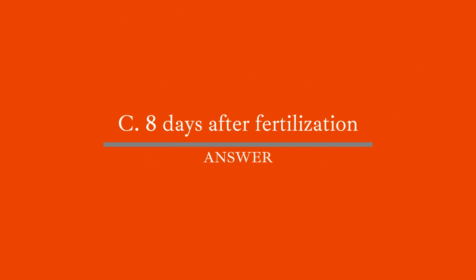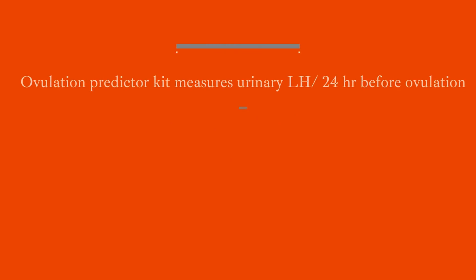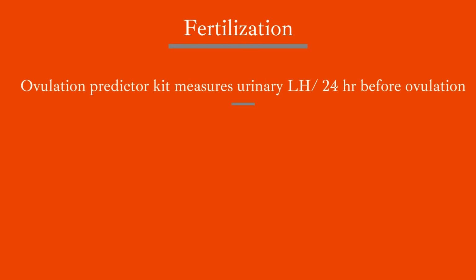Congratulations if your answer is C, which is 8 days after fertilization. This question is designed with the focus to assess your ability to apply foundational science concepts. An ovulation predictor kit measures urinary LH and becomes positive 24 hours before ovulation. Once an oocyte is released from the ovary, sperm may fertilize it for up to 24 hours.